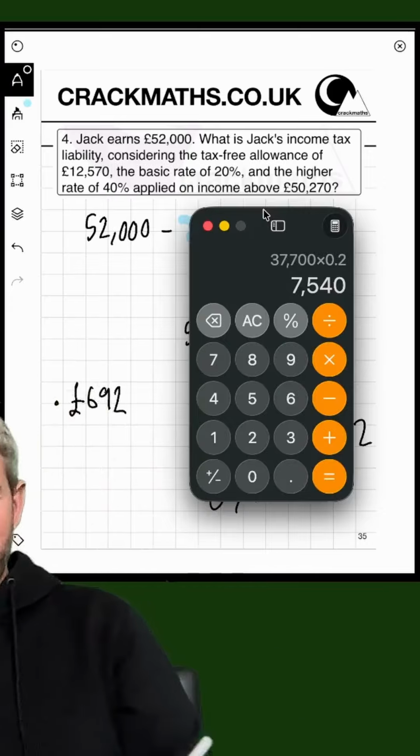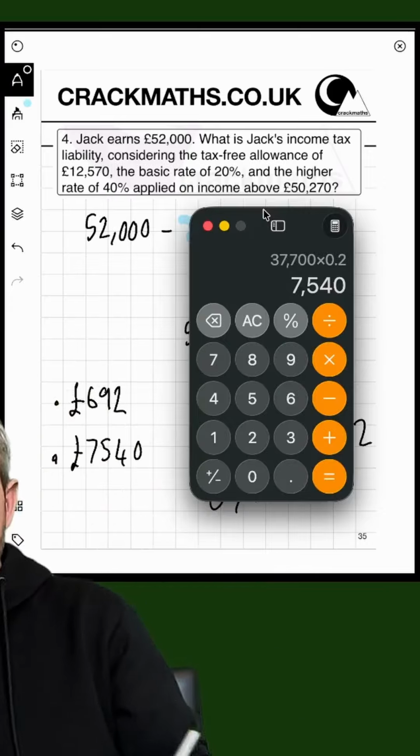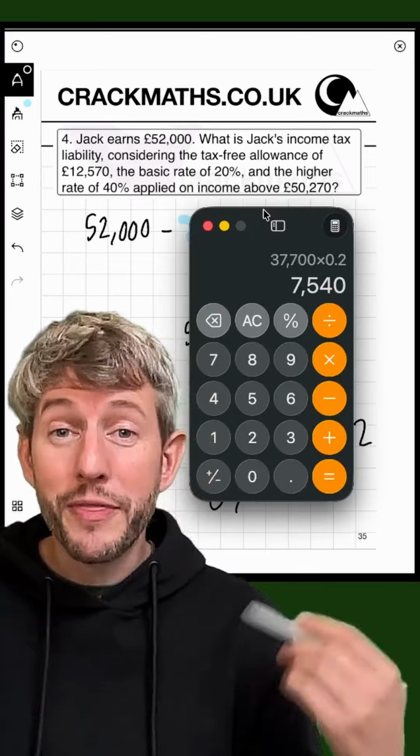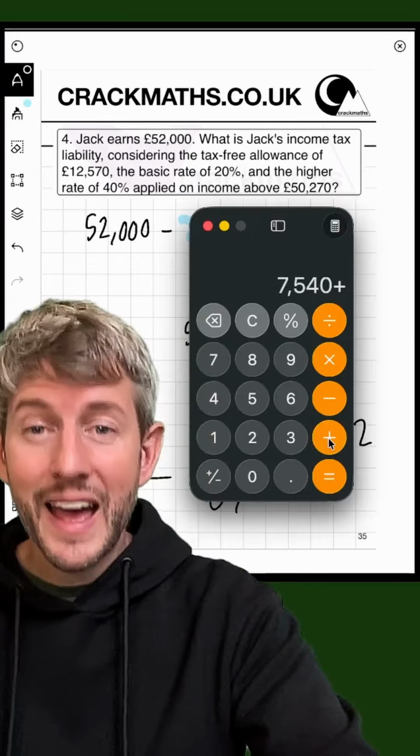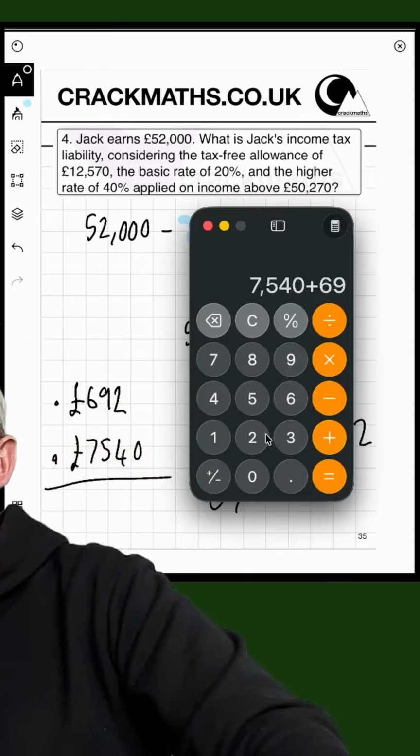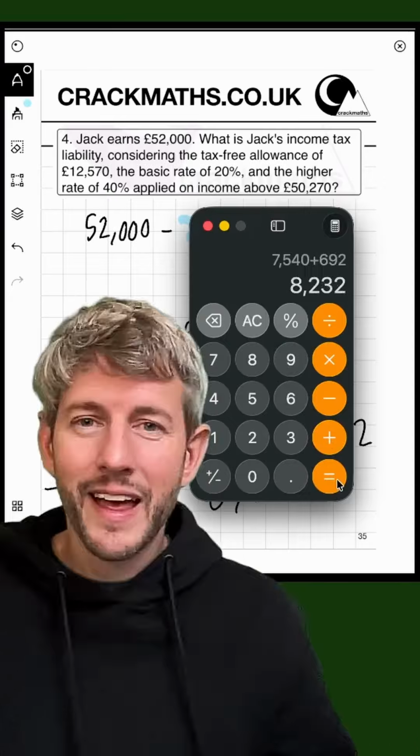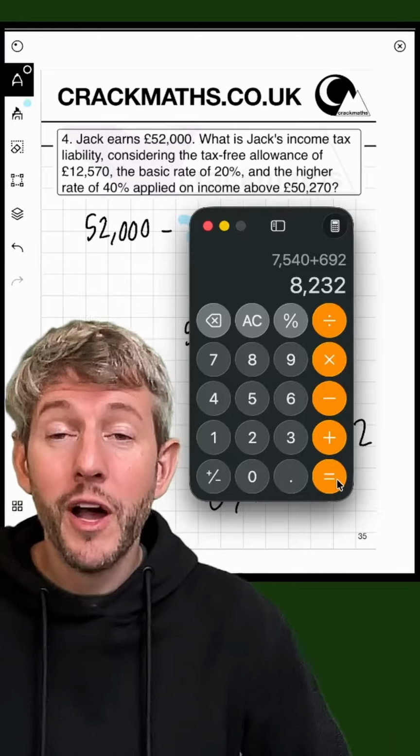So let me just move out of the way and put that down there. The tax that we pay will be these two things added together: 7,540 add our 692. And here we go. The amount of tax that Jack pays will be £8,232.